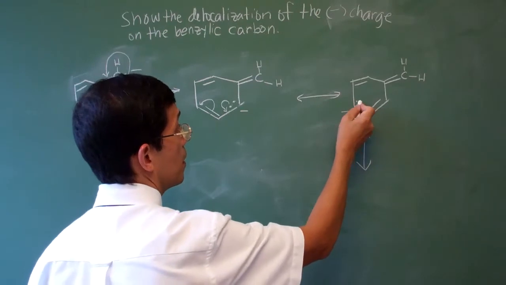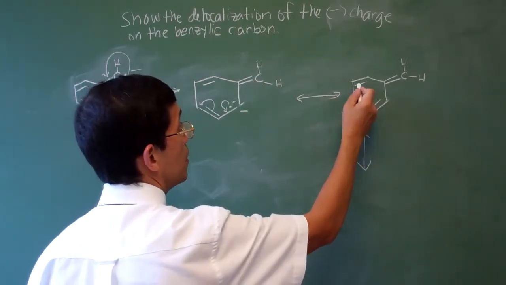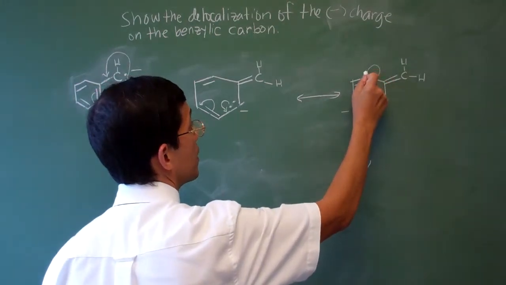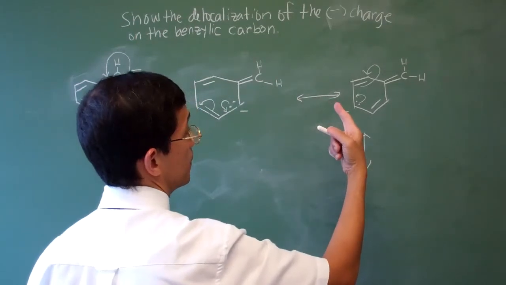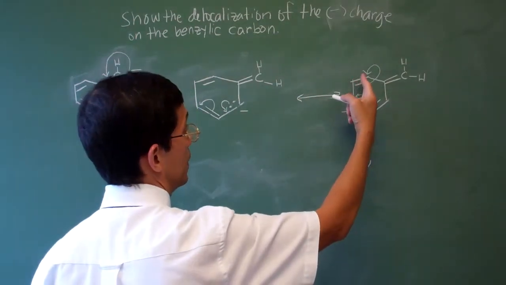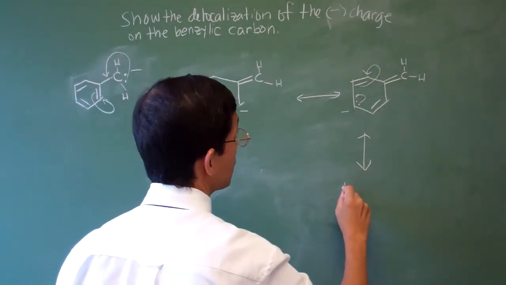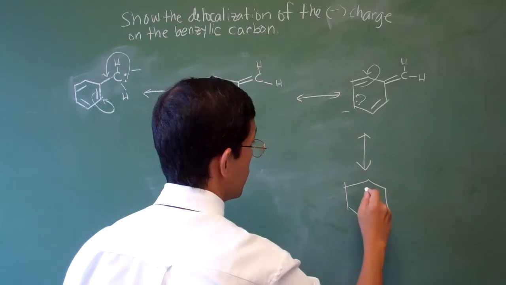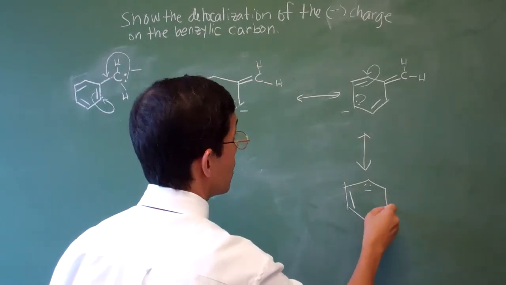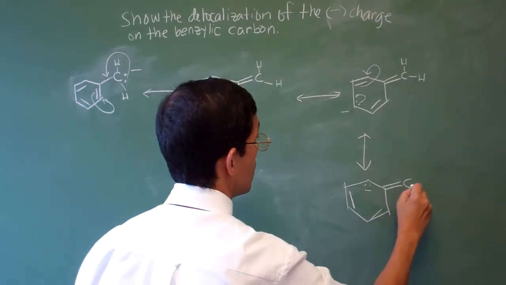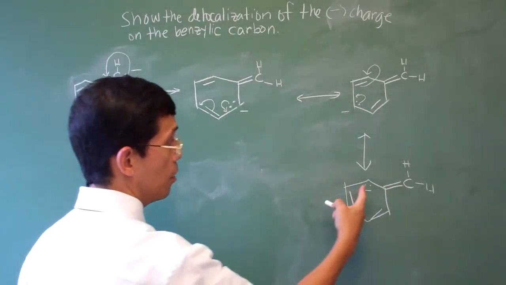That lone pair could form a second bond between that carbon and that carbon. That means that this has to move at that carbon, forming a lone pair. So now you have a lone pair at that carbon. So another resonance form would be this. So you have a lone pair there with a negative charge, carbon with 2 H's.